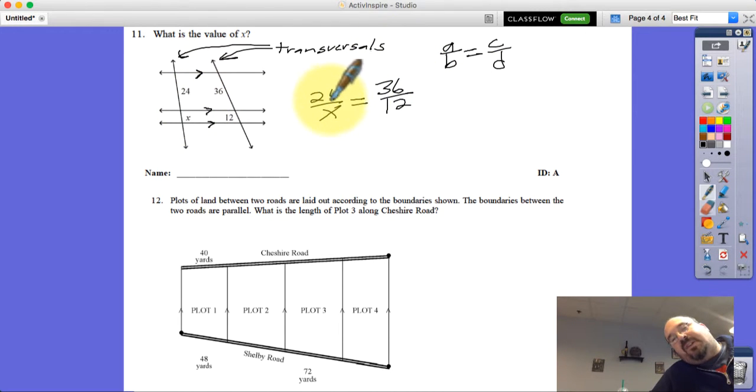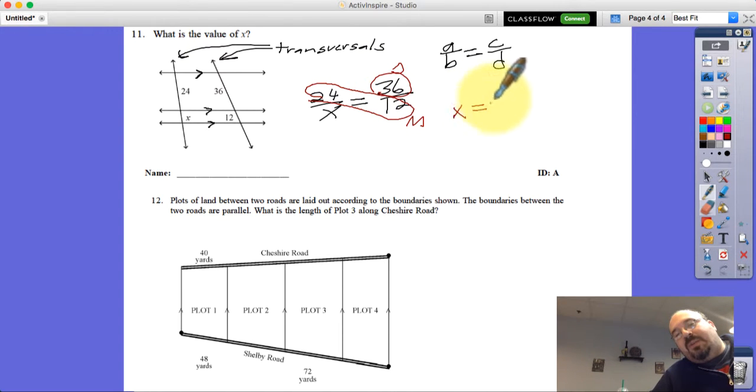Now, when I want to solve a proportion, the way that I'm going to do that is I multiply by the diagonals that share a pair of numbers, or I multiply that diagonal, and then divide by the number that doesn't have a partner. Okay? So multiply these numbers, divide by that number. So x would equal 24 times 12, and then divide by the 36.